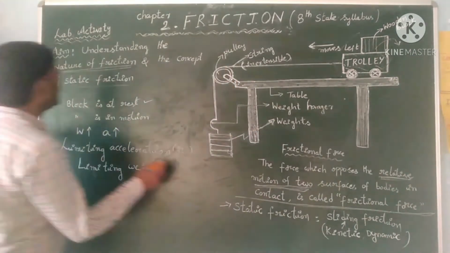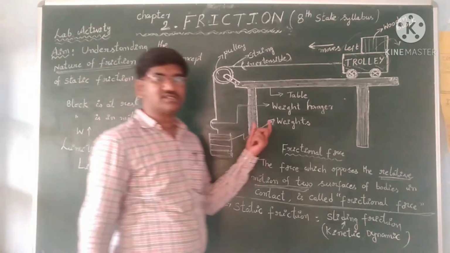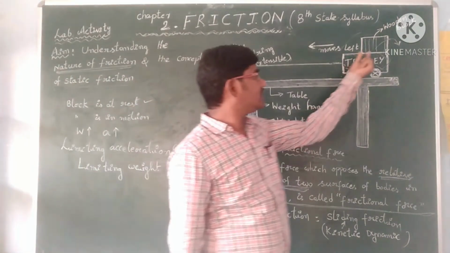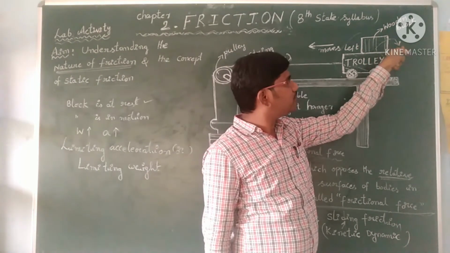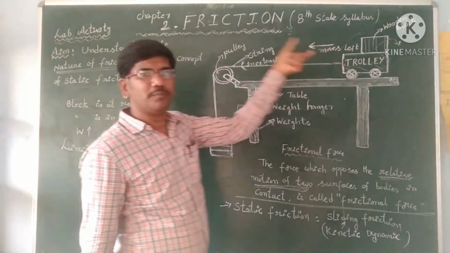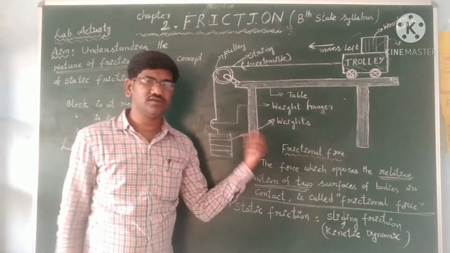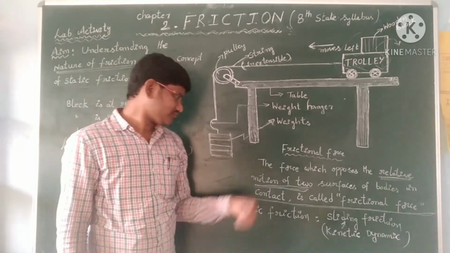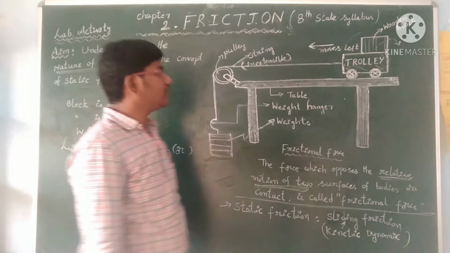That is called understanding the nature of friction. So here there is friction and it is trying to stop the relative motion of this wooden block in the reverse direction, up to a particular weight. So that is called frictional force. So we came to know what frictional force is.